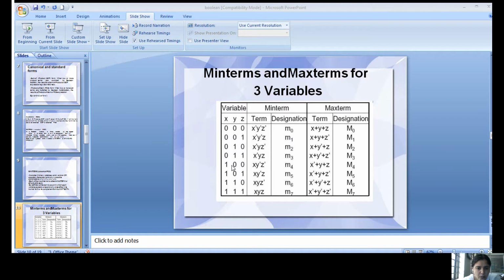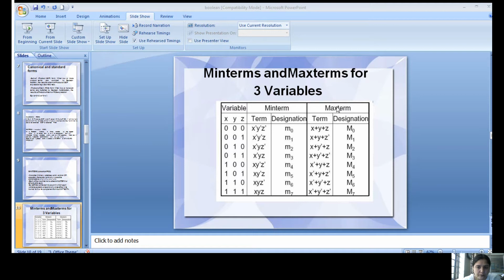Here it is x, y bar, z bar. Its decimal value is 4. Here it is x, y bar, z. And decimal value is 5. It is x, y, z bar. Decimal value is 6. Here it is x, y, z. Decimal value is 7. Okay, so this is min term. It is called a product term.